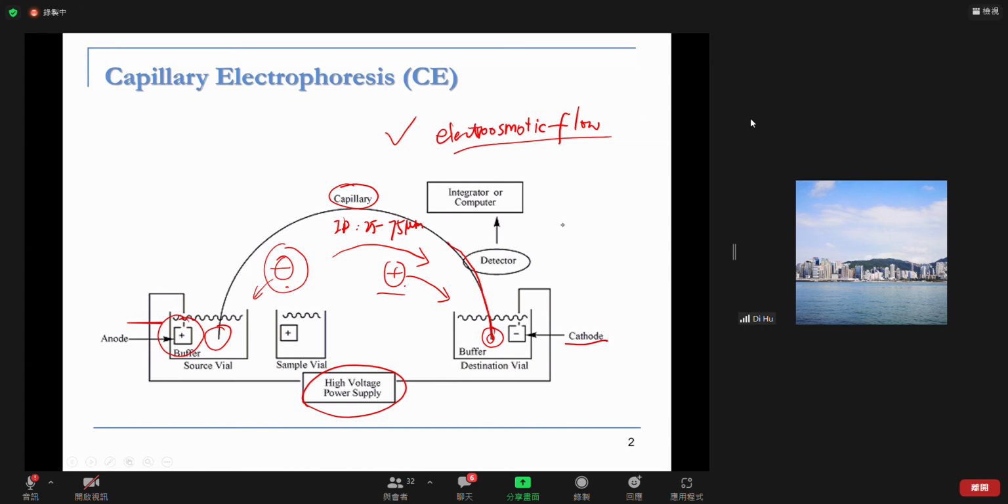Okay, I think that's enough. That's just an introduction. Now you have two new terms, electro-osmotic flow and electrophoretic mobility. You'll see them again next week when we talk about CE. They are very key terms.